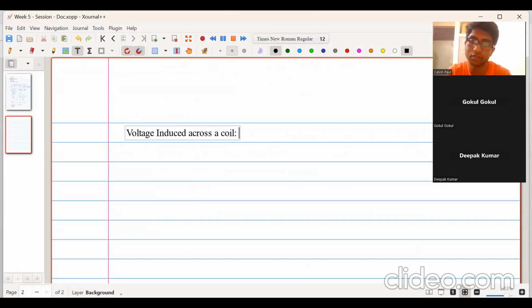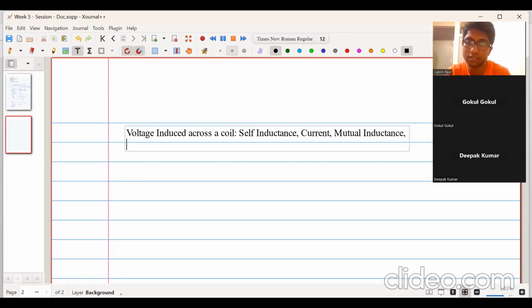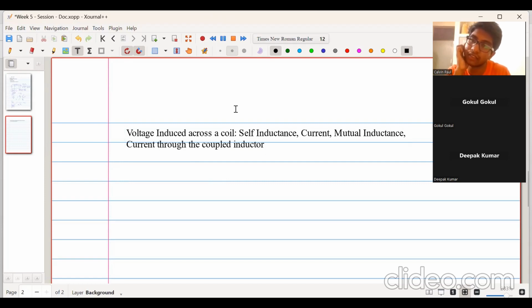So this voltage which is induced across a coil is a function of the self-inductance and the current flowing through that inductor. This is also a function of the mutual inductance, as well as the current flowing through the other inductor, the coupled inductor. So it is a function of this. That's why the voltage is not directly just dependent on the self-inductance and the current flowing through the inductor.